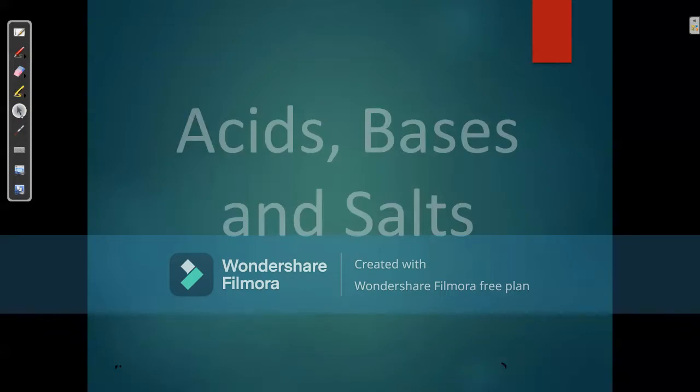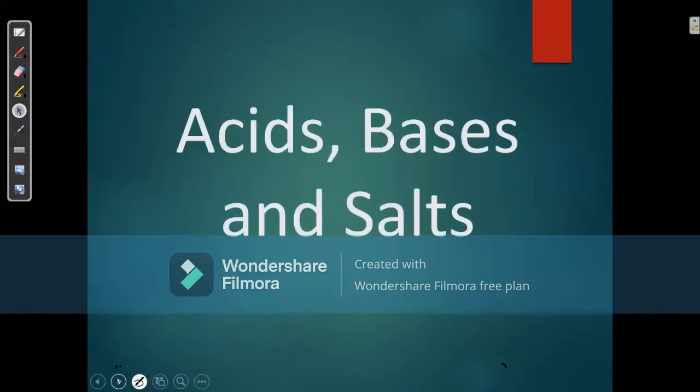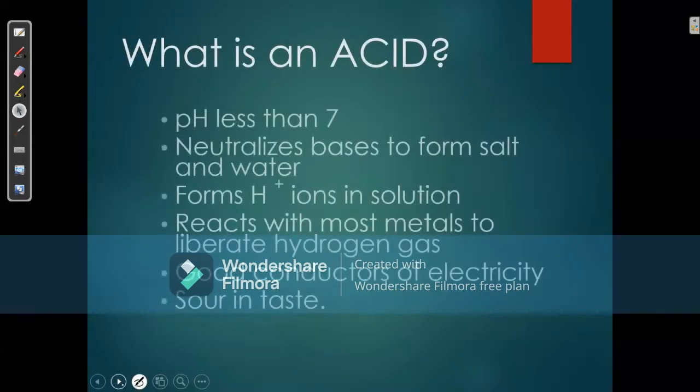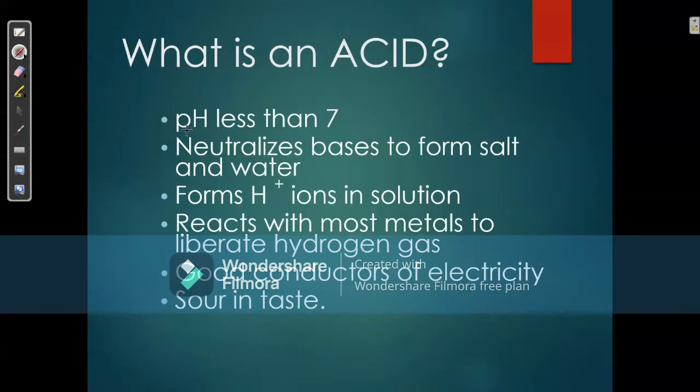So, let us discuss what we are going to study in this chapter. First, we'll talk about what is an acid. Here in this chapter, we'll discuss that an acid is a substance whose pH is less than 7. That means it is clear that pH is less than 7 for acid. What is pH? That we'll discuss at the end of this chapter.